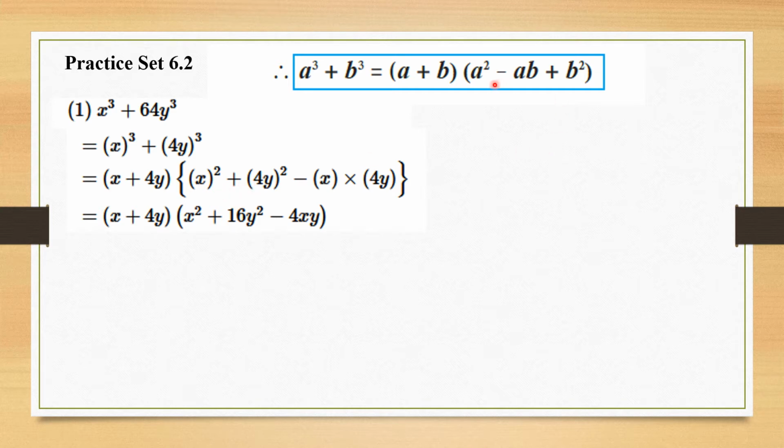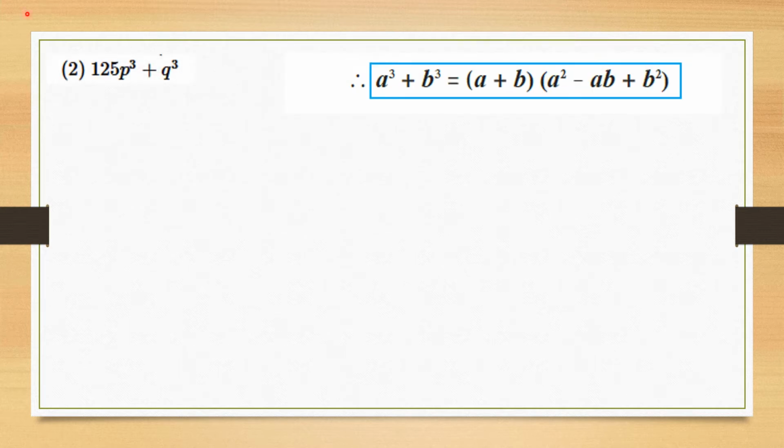Now you note one thing, that here I've just written a square plus b square first, while in the formula it is a square minus ab plus b square. So it's one and the same. You can write b square first and minus ab after that. So here in the sum we have written a square plus b square minus ab. So that is x square plus 16y square minus 4xy.